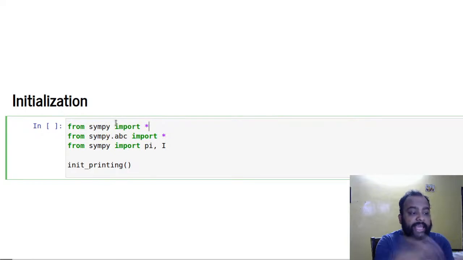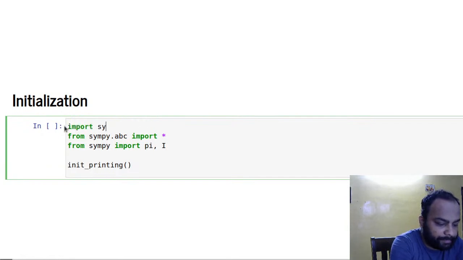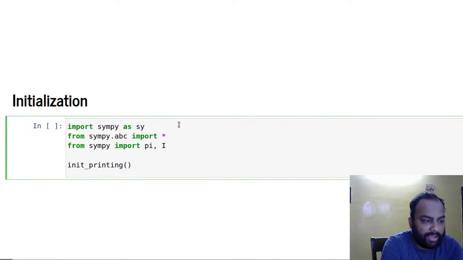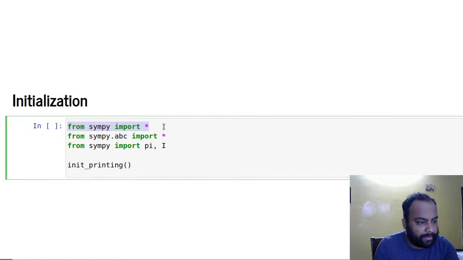So instead of saying something like import SymPy as sy and then calling everything with sy dot, right? If I import it like that, then if I want to call a module or a function from within SymPy, I have to write sy dot. So instead of doing that, I'm importing everything from SymPy because we are just doing exploration. Here we are doing exploratory computing. So every function, every module that resides within SymPy will be imported into my namespace here.